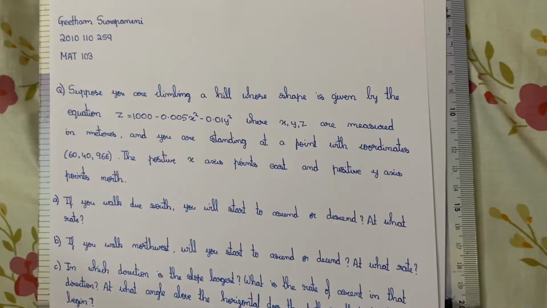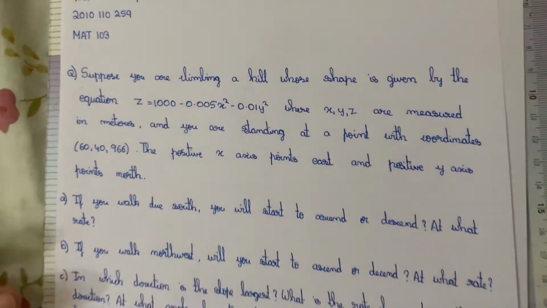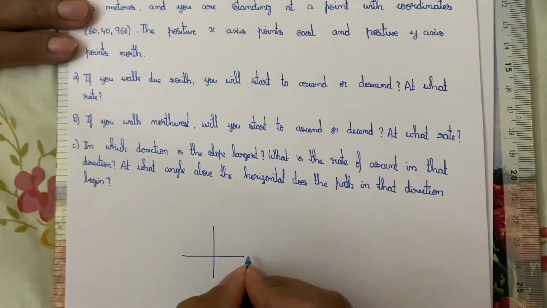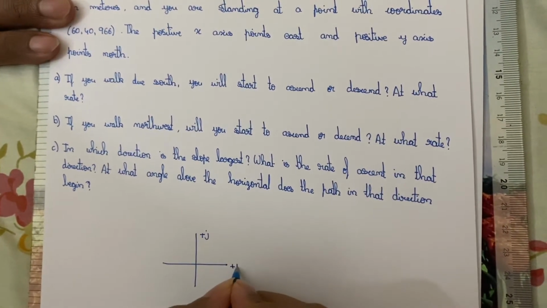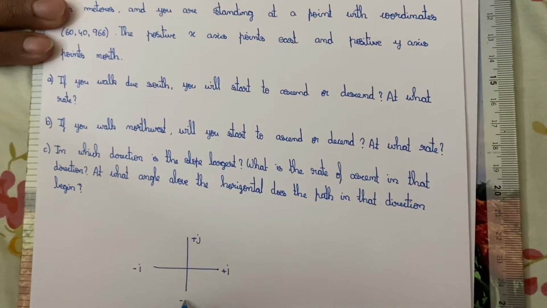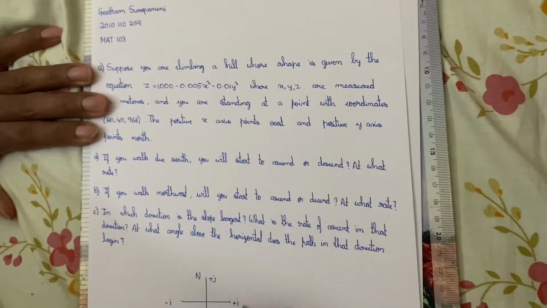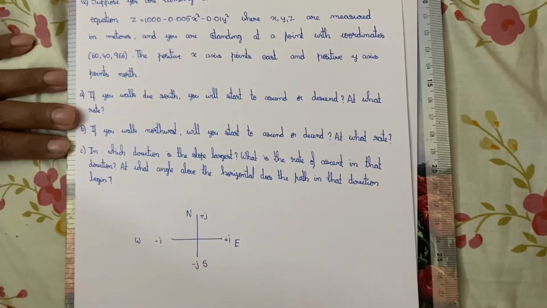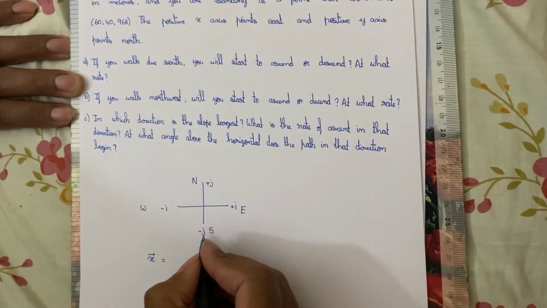So this is the given question. Now let us draw the directions, which would be plus j, plus i, minus i and minus j. This will be north, south, east and west. So the vector along the south will be 0i minus j.